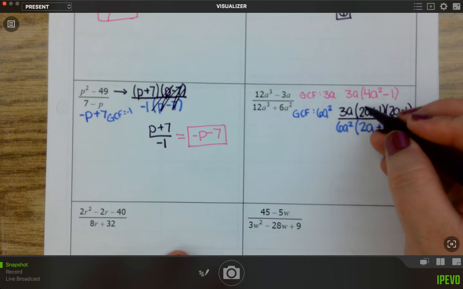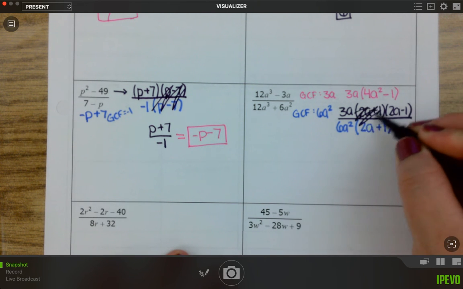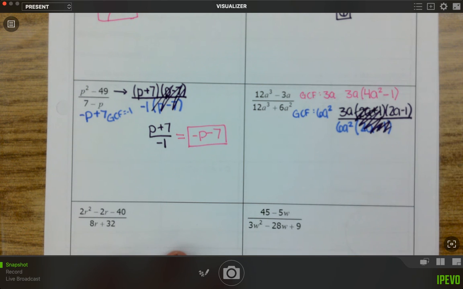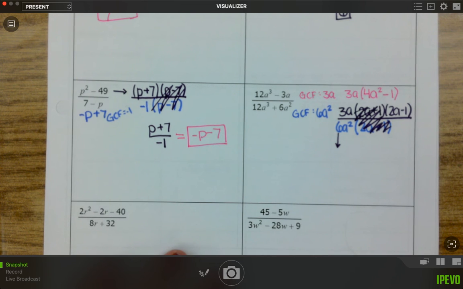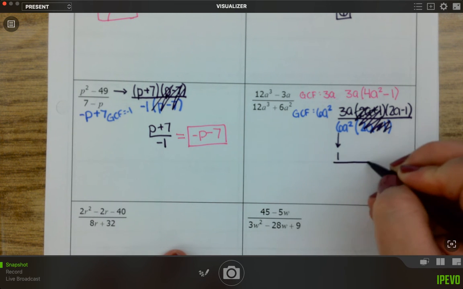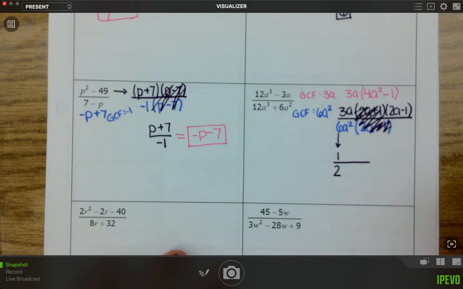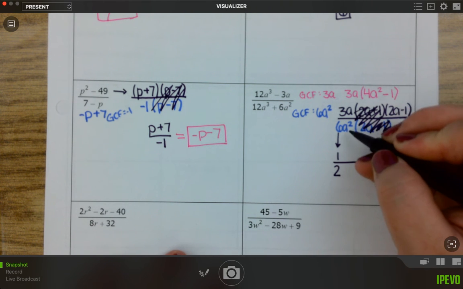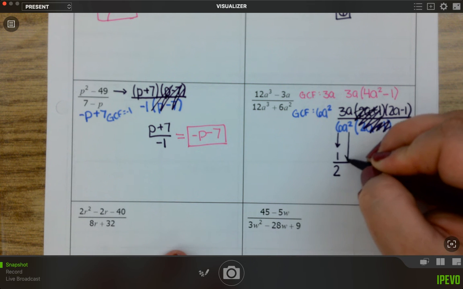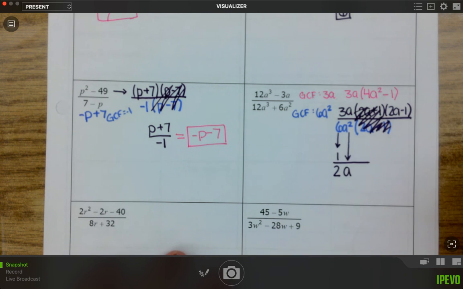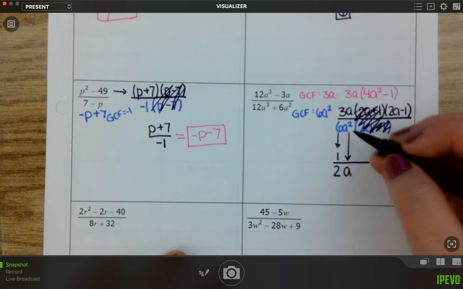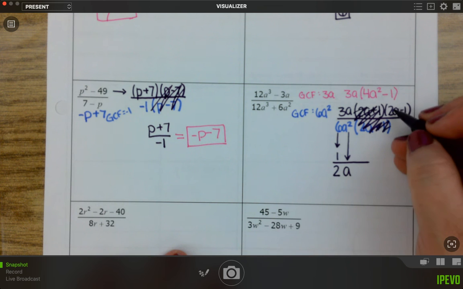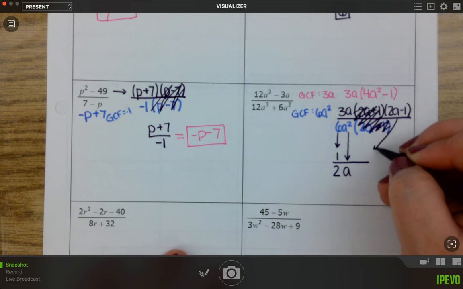Then I can cross off my common factors. 2a plus 1 is on both of them. And I can do 3 over 6 is the same thing as 1 over 2. 3/6 is 1/2. And a squared divided by a is an a. It's on the bottom because a squared was on the bottom and it's got more a's. And then we leave this 2a minus 1 on the top.